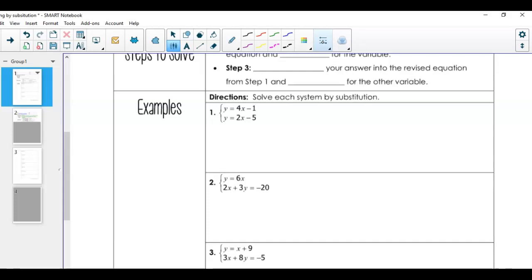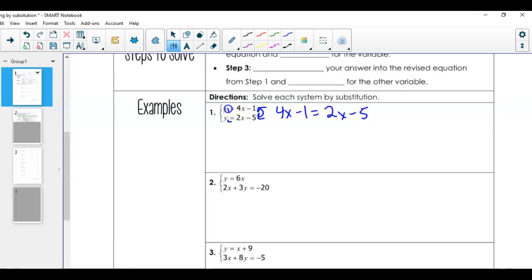Because these are both y equals, that means if this was like y1 and this was like y2, I could interchange these because they're both y. It wouldn't matter. Because I can interchange them, I can really say that they're equal to each other because they're both y. Because they're equal to each other, I can rewrite this as 4x minus 1 equals 2x minus 5. This should look familiar from when we were solving equations that had variables on both sides.